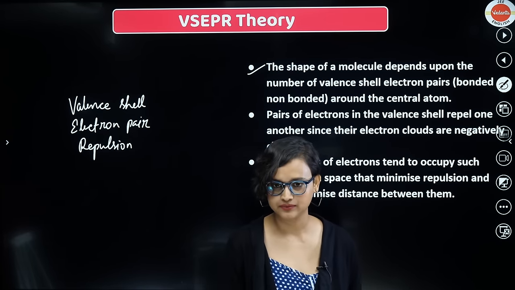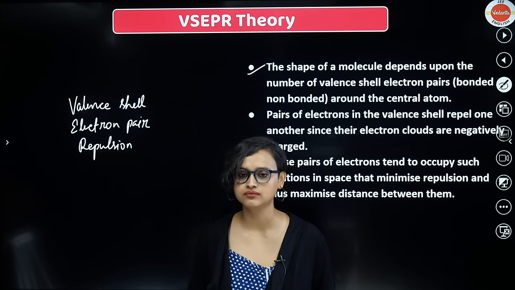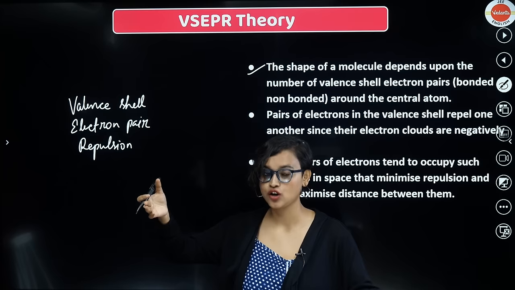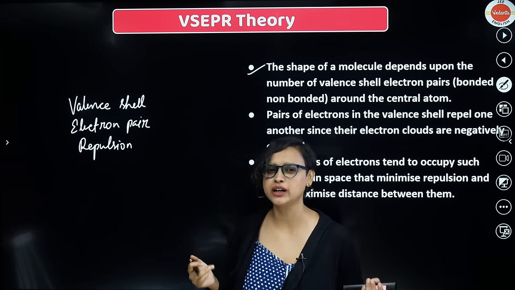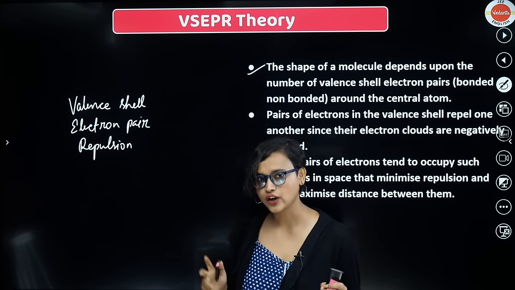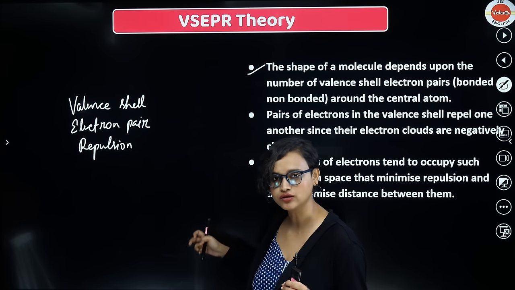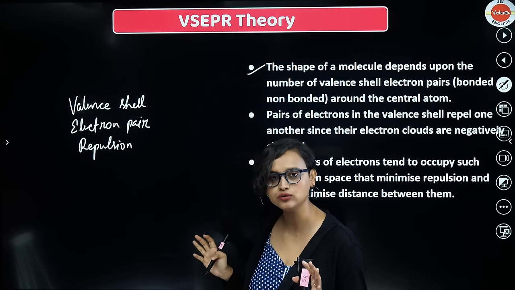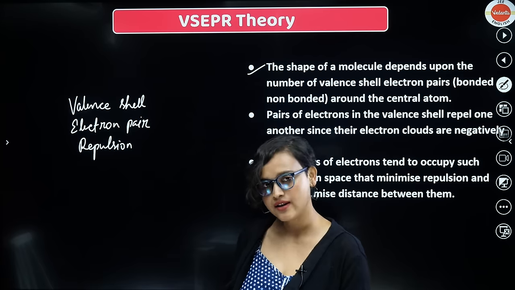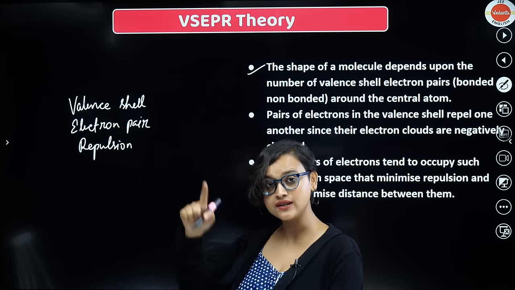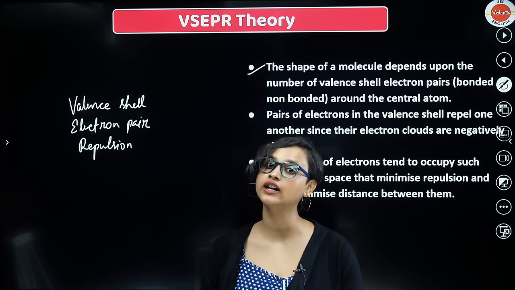Now it says that these pairs of electrons occupy such positions so that the repulsion is minimum. For example, imagine if I'm getting a shock from this board. What will I do? I will not touch it, right? I will stay away, but in such a position that the board is still visible, and I'm not touching it, so I'm not getting a shock of my life.